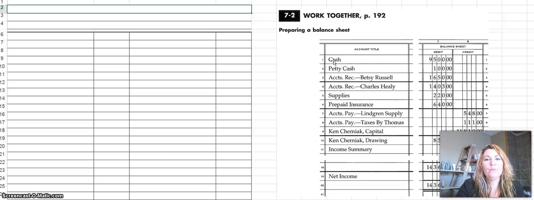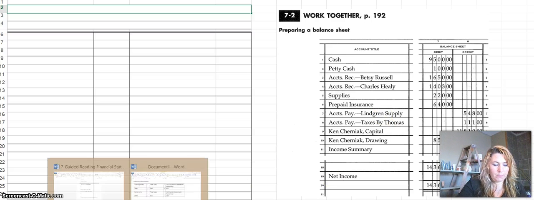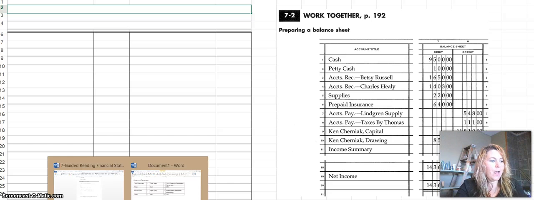This is accounting. We are on Chapter 7, Lesson 2, and we're going to be doing the work together. So on this one, we're going to be preparing a balance sheet. If you look in your textbook, it's going to tell you that this is for Ken's carpet cleaning, and we are going to be preparing a balance sheet for April the 30th of the current year.